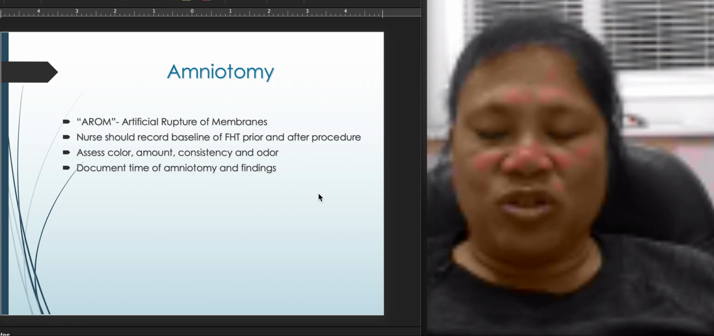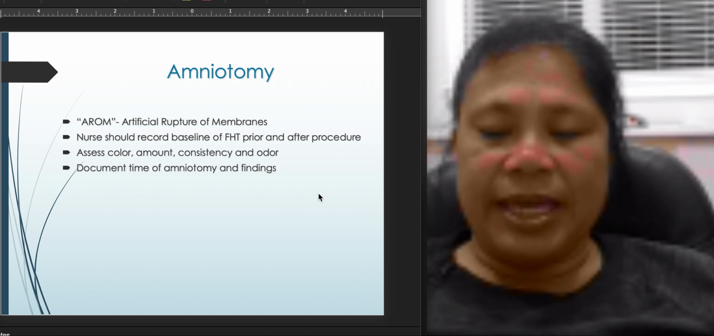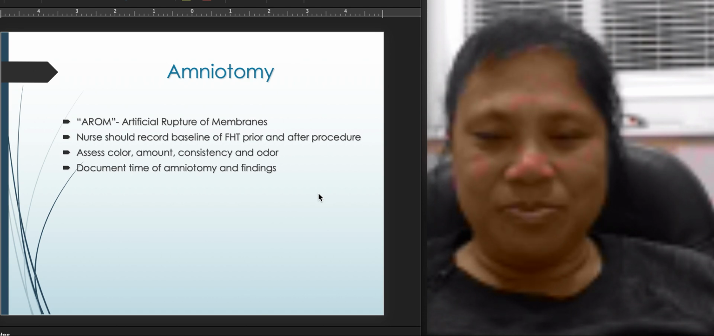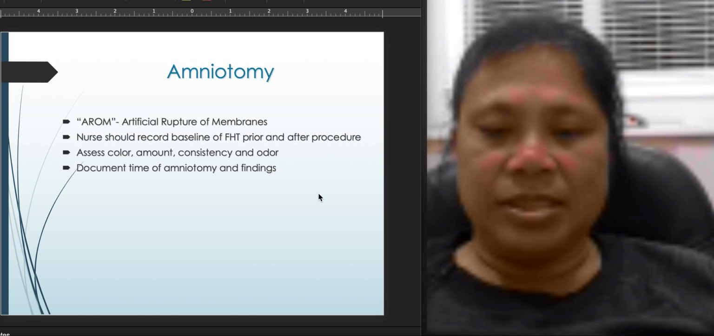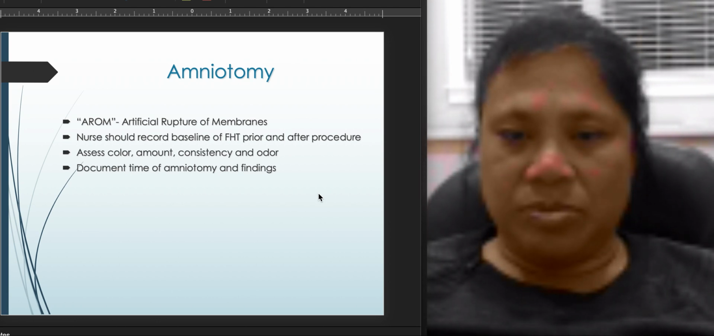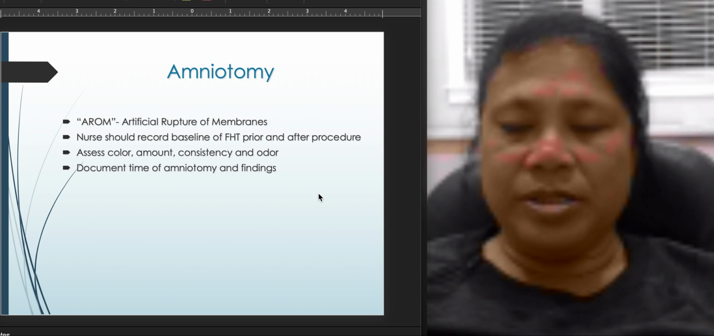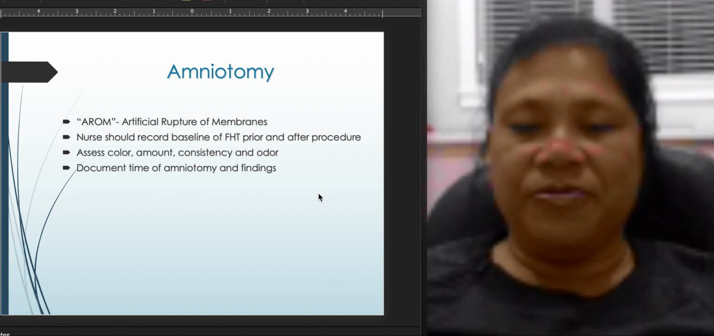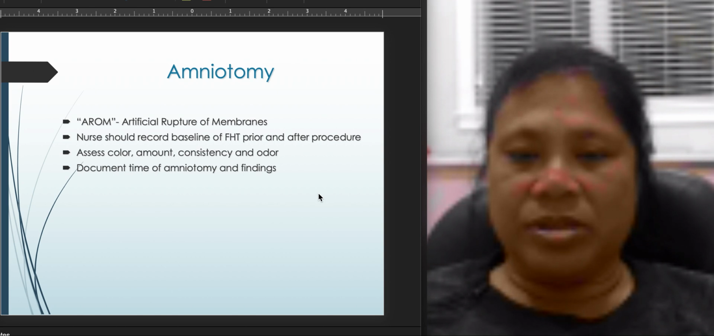Some terms I tossed around in the last couple of slides. Artificial rupture of membranes, you might see the acronym AROM. It's not active range of motion, it's artificial rupture of membranes. So you should recall the baseline fetal heart rate prior to the amniotomy. That's something that's artificially performed by the physician or the midwife. If they do rupture the membranes, then you have to note the fetal heart rate when the event occurred. Again, you should note the color, the amount, the consistency, and the odor, and document all of these findings.